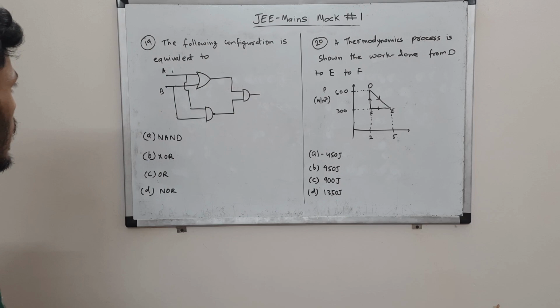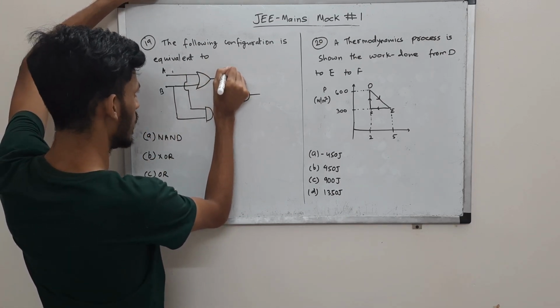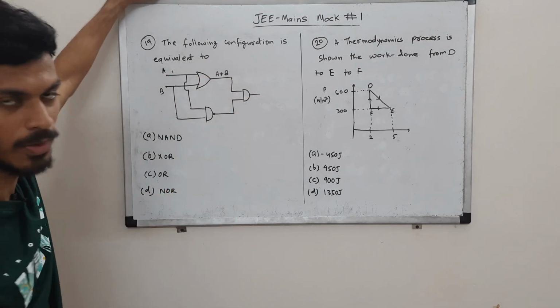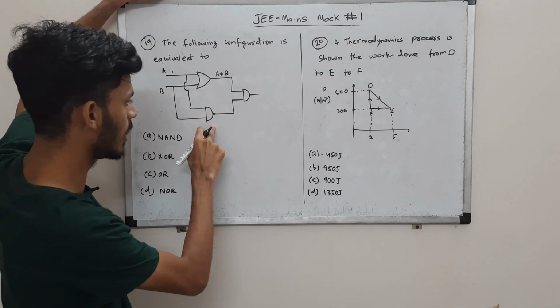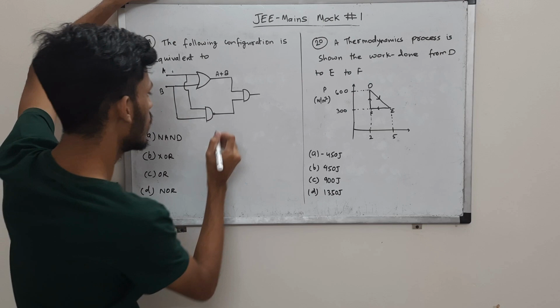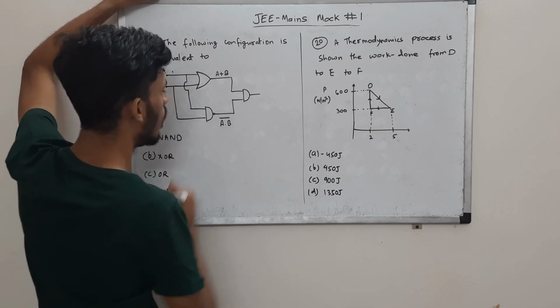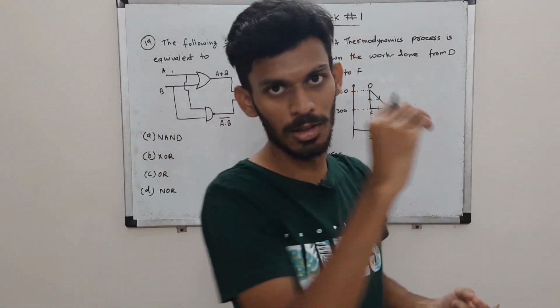Starting with A and B going in OR gate, here we'll get A plus B, right? A and B are the inputs, so the output will be A plus B. Coming to this one, here we have a NAND gate. A and B are inputs again, so the output will be A into B, the whole complement, right? For a NAND gate it is A into B, the whole complement.